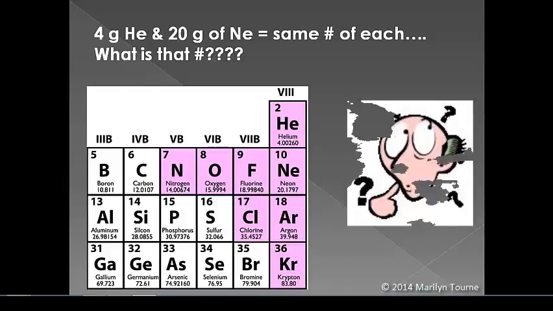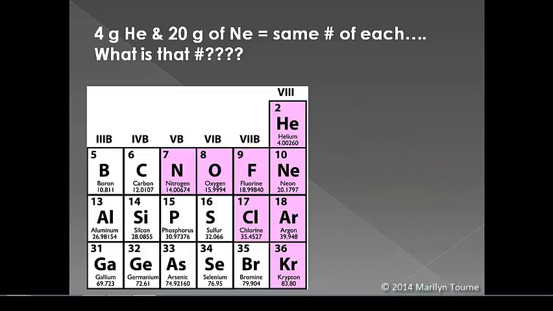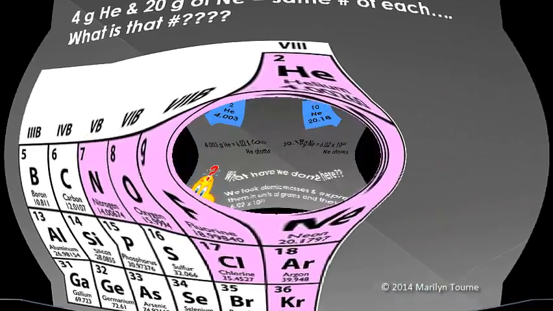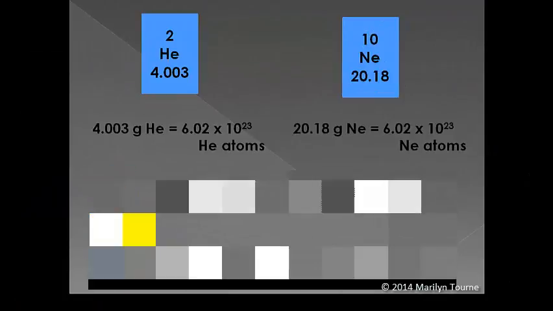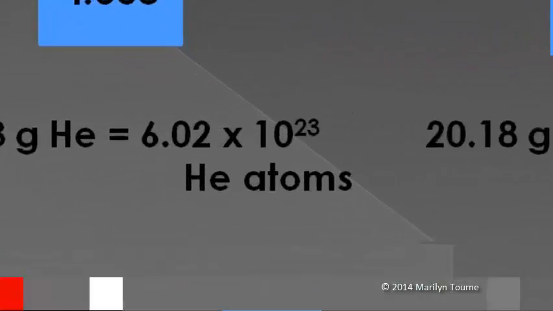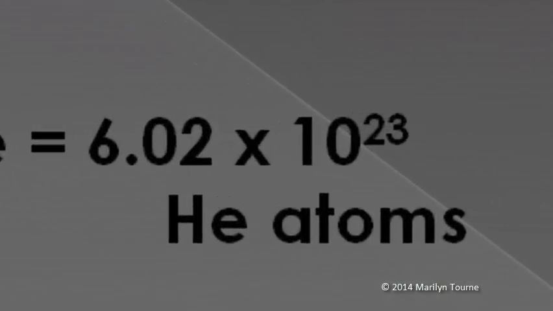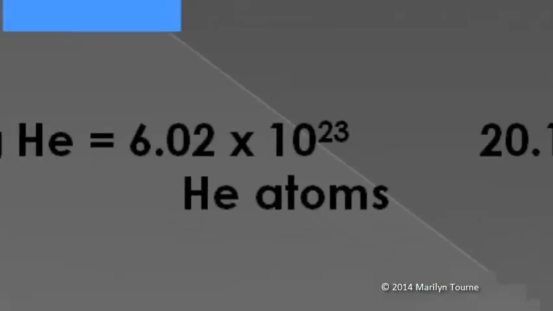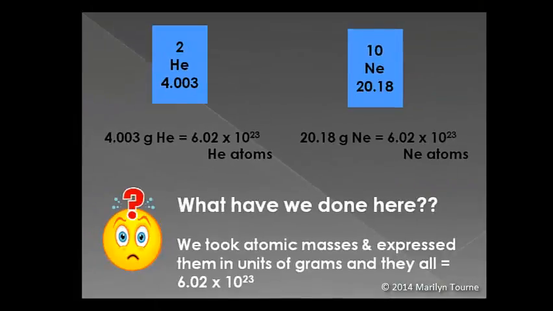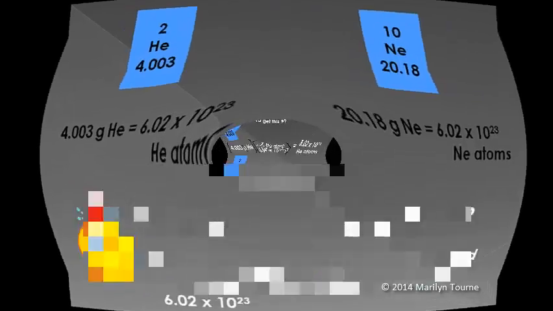The reason is that all of those masses that you see are relative masses. So if you took 4 grams of helium and you took 20 grams of neon, you would get the same number of atoms, particles, whatever you want to call it. That number of atoms or particles that you get is 6.02 times 10 to the 23rd. How did we do that? What we did is we took the atomic masses and expressed them in units of atoms, and all of them come out to 6.02 times 10 to the 23rd.